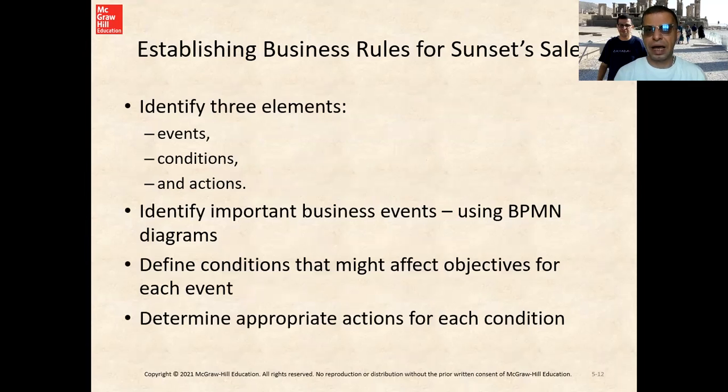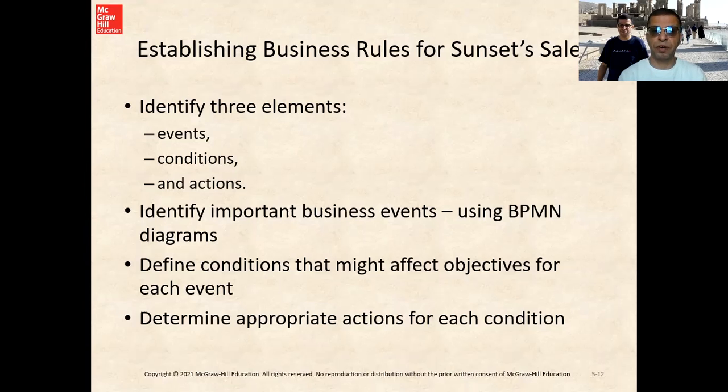Now, establishing a business rule for sunset sales. In this case, first, we need to identify the three elements. We need to identify the event. What's the event? The event is buying some kind of product with the graphics on it. We need to identify the conditions when they can buy and how they buy, and the action on behalf of it from the customer and from us.